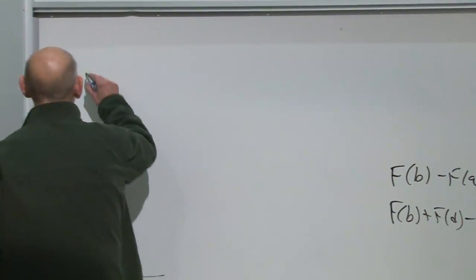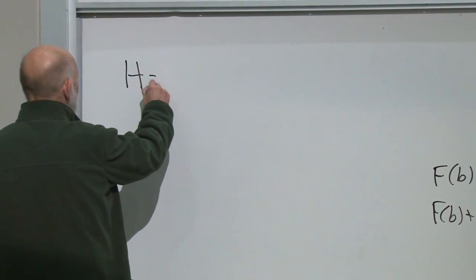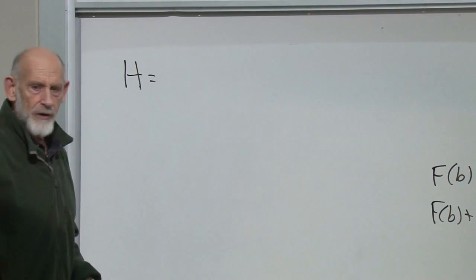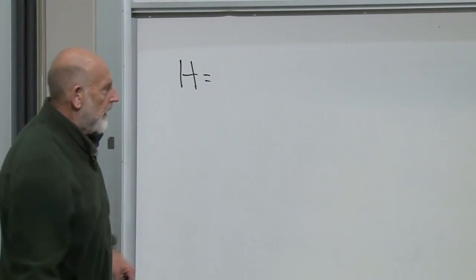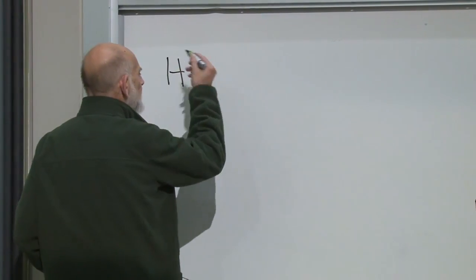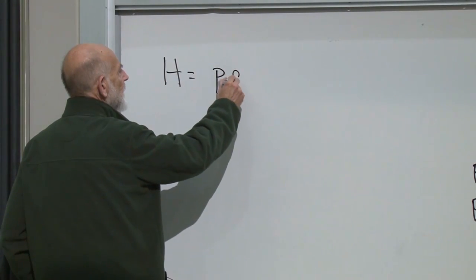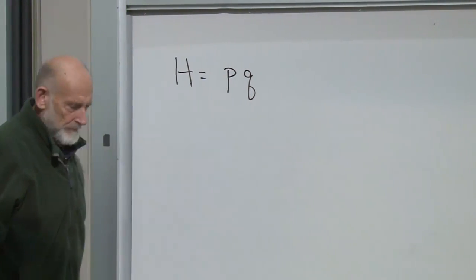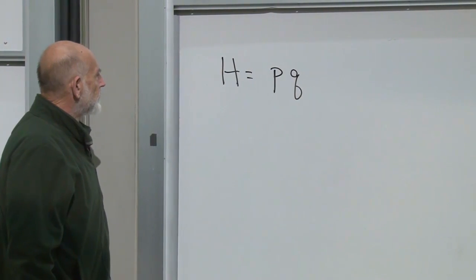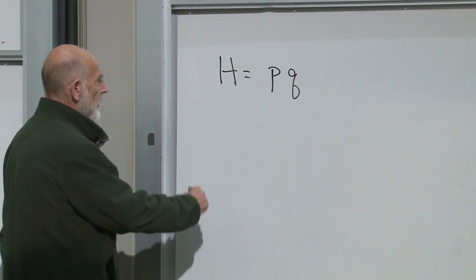Here's a Hamiltonian. It may be a little bit unusual, but it's a perfectly good Hamiltonian. And so we can write it down and we can study it. Not p squared plus q squared, but just p times q. Let's see what that one does. The Hamiltonian is p times q.